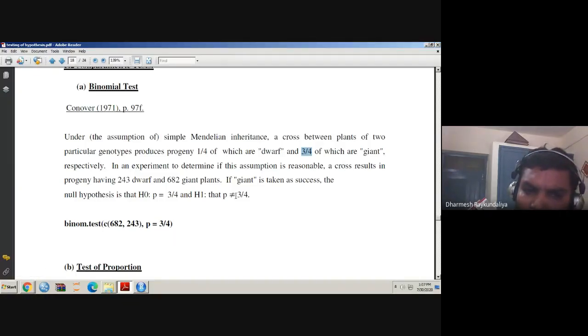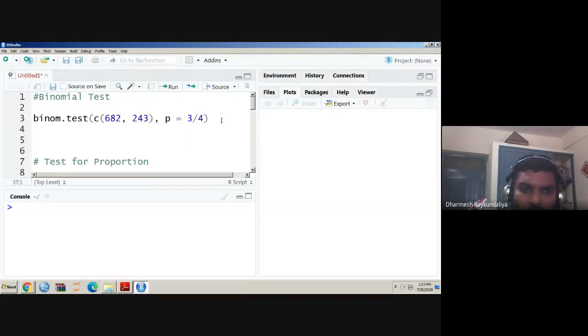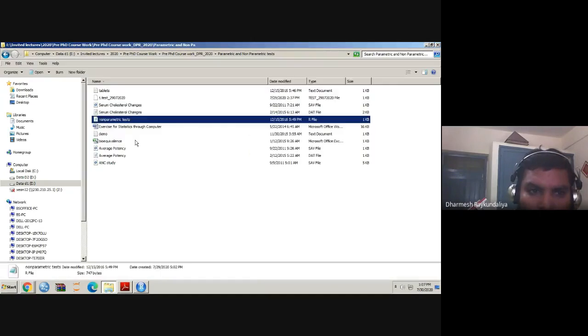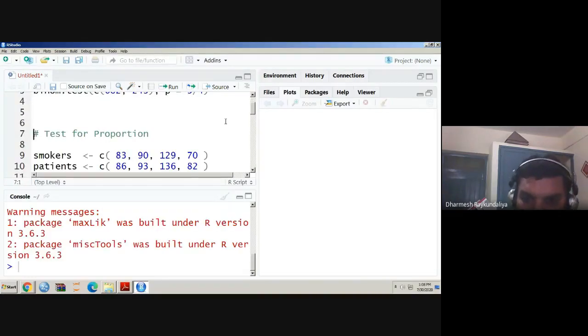Just supply how many giant plants you have, so it is 682, and how many dwarf, so you have 243, and then p is equal to 3/4. Just verify it and you will get the result. I have already shared with you the non-parametric file. Yesterday I shared the folders in which there is a non-parametric test file, so I have just copied the code and pasted it. That code is available to you. Just press control enter, and it will give me the output.